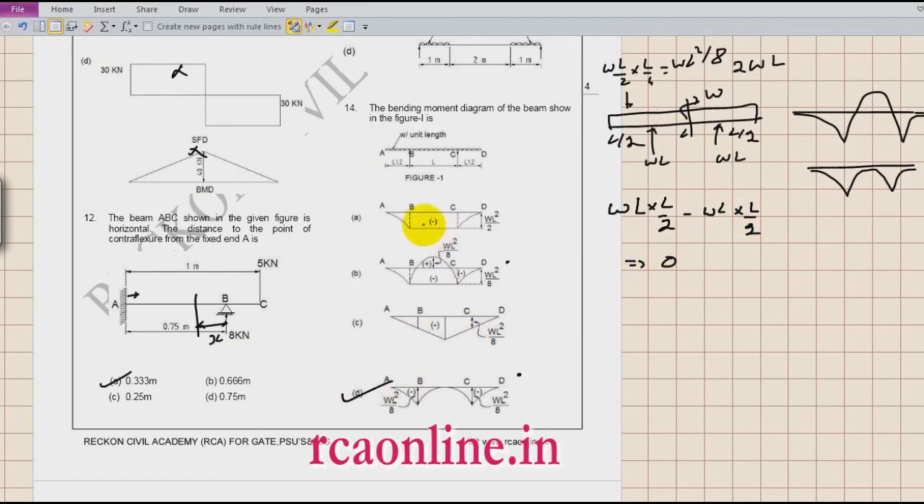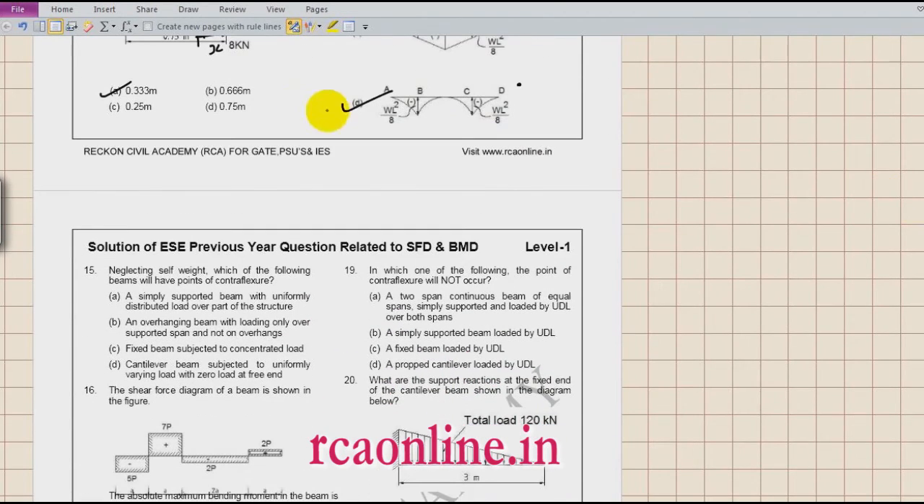I request you to please remember this, that if we have a symmetrical loading and equal UDL, then the bending moment diagram will be like this. If this length L and this length L by 2 and L by 2 are equal, means the center span and the overhang are equal, then I will be having this type of bending moment, because in level 2 I will be solving a lot of questions like this.